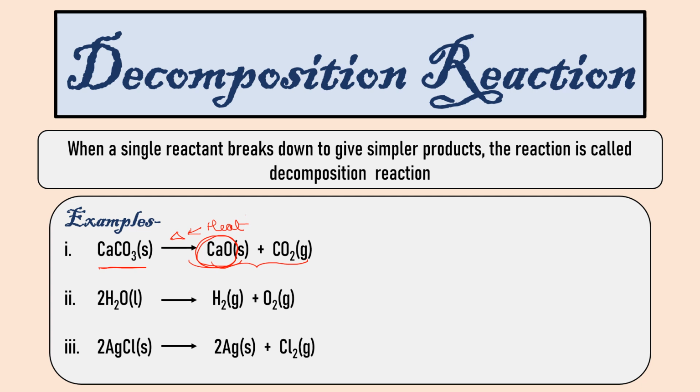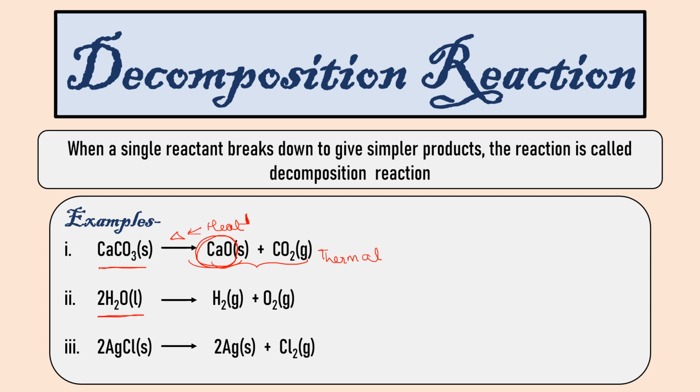Here, since we have used heat, such a kind of decomposition reaction is known as thermal decomposition reaction. What do we call this? Thermal decomposition reaction. Thermal means heat, thermal decomposition reaction. Now, let's see the second example.